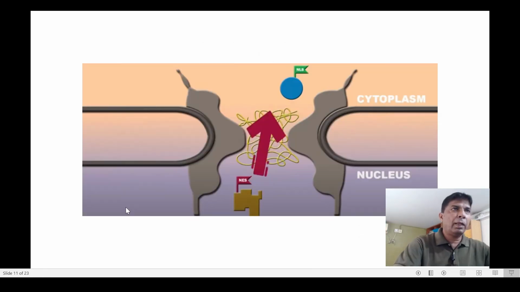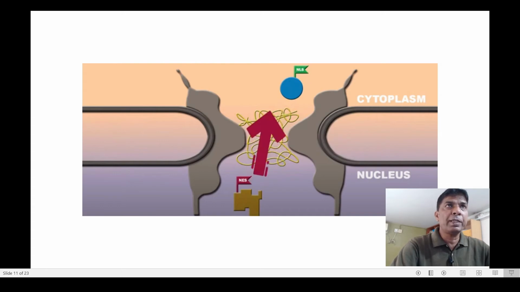Now here you can see that the nucleus is surrounded by the two nuclear membranes. This side is the cytoplasm, and this side is the nuclear portion. Anything which needs to go from the cytoplasmic end to the nuclear end, or from inside to outside, the small molecules can pass through the nuclear membrane through these pores, but the large molecules or macromolecules cannot.